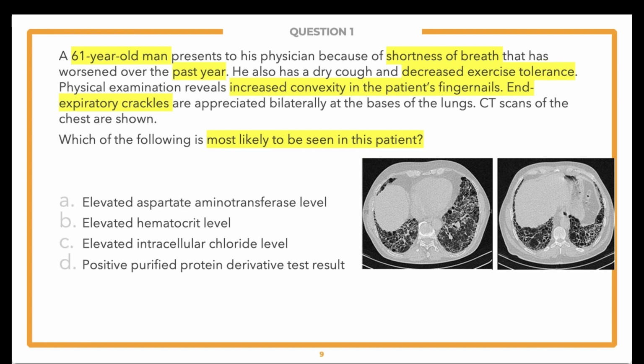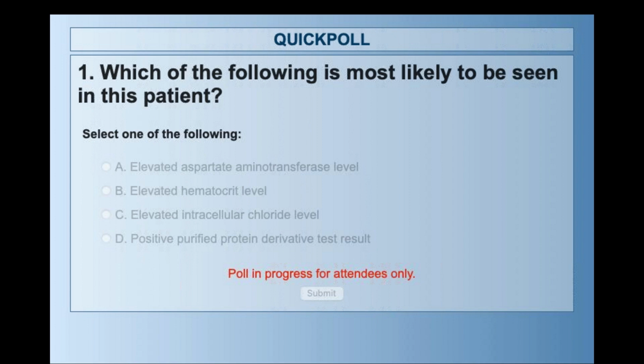All right, take a second, read it, and Jeff's going to pop up the poll in 1 second. Okay, everybody, take one last look. Hopefully you already have a good feel for what the answer is. So I'm going to go ahead and launch the poll and let us know. What do you think is most likely to be seen in this 61-year-old male patient?